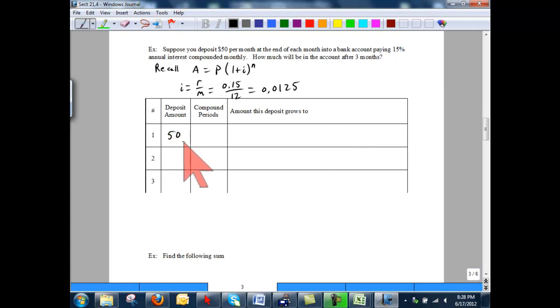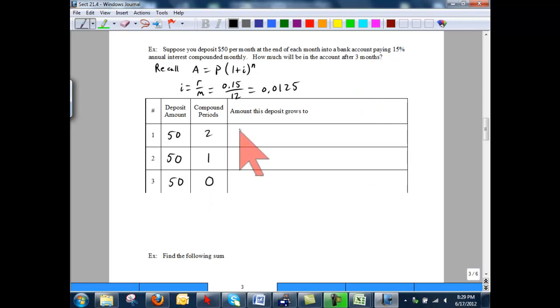So, at the end of the first month, I deposit $50. And I want to grow this over 3 months. So how many compounding periods does this deposit have to grow? 2. I'm at the end of the first month. It gets to grow then over the second and the third months. That's 2 periods. The $50 deposit at the end of the second month only gets to grow for 1 compounding period, 1 month, the third month specifically. And the last $50 doesn't get to grow or compound at all. I deposit it at the end of the third month and then immediately check how much is in the account.